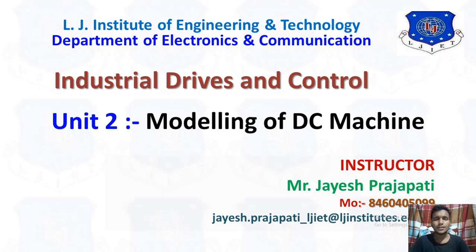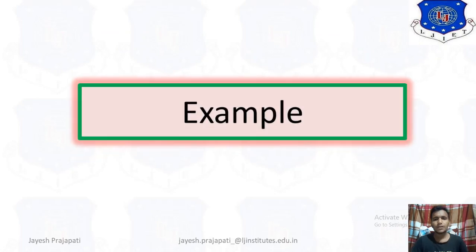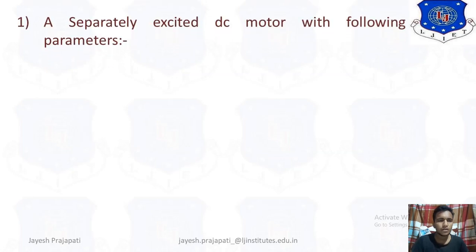Communication. In this video, we are going to learn about Industrial Drives and Control, Unit number 2, that is Modeling of DC Machine. In this session, we have to discuss the examples related to state space modeling, EMF equation, and equivalent circuit and block diagram related example.